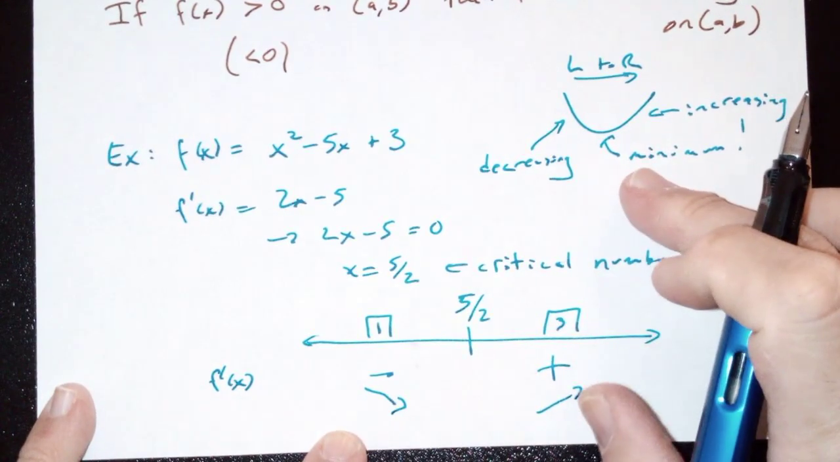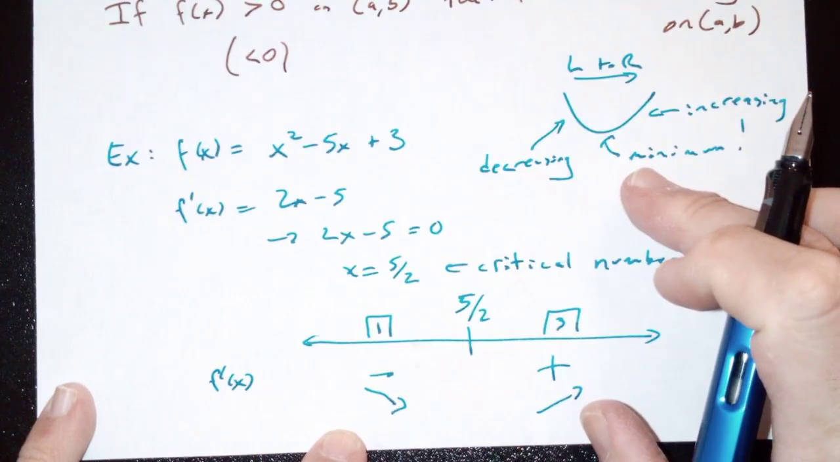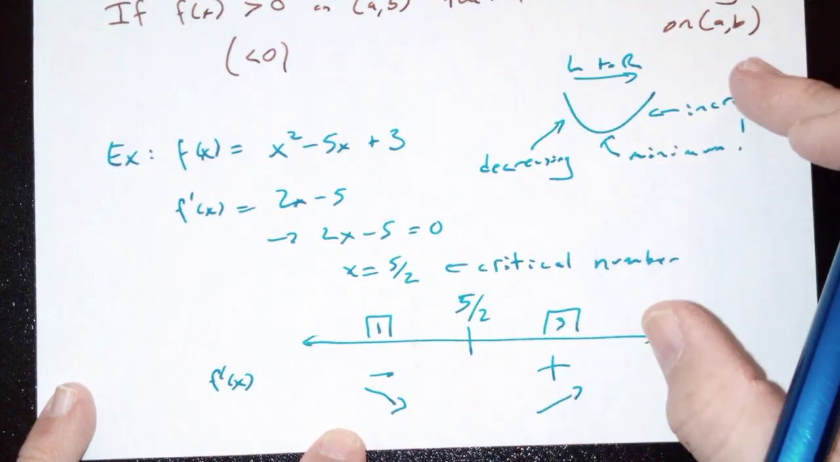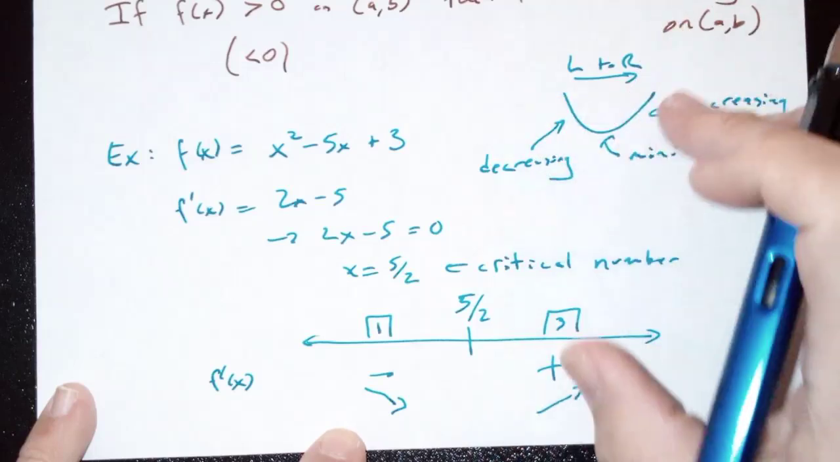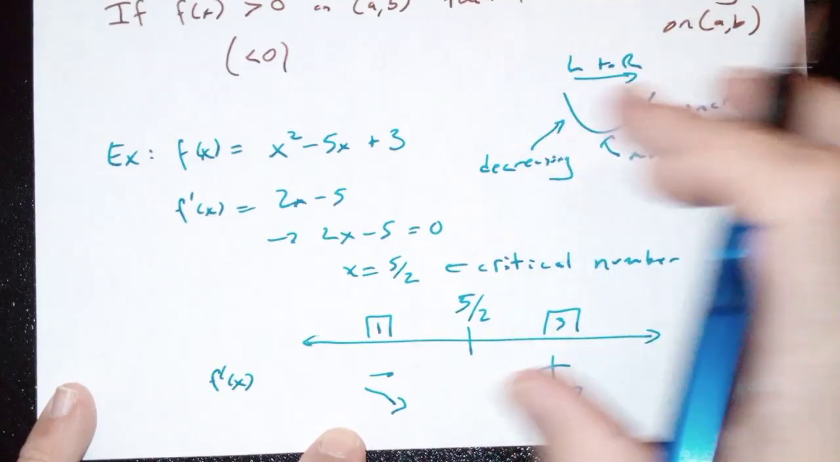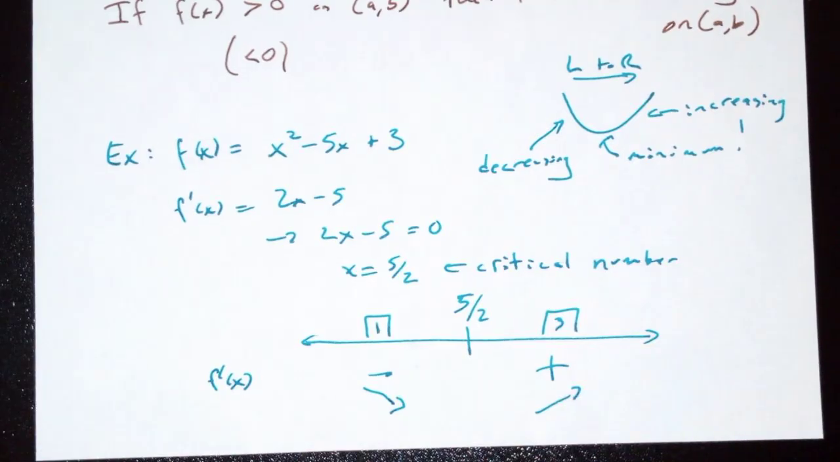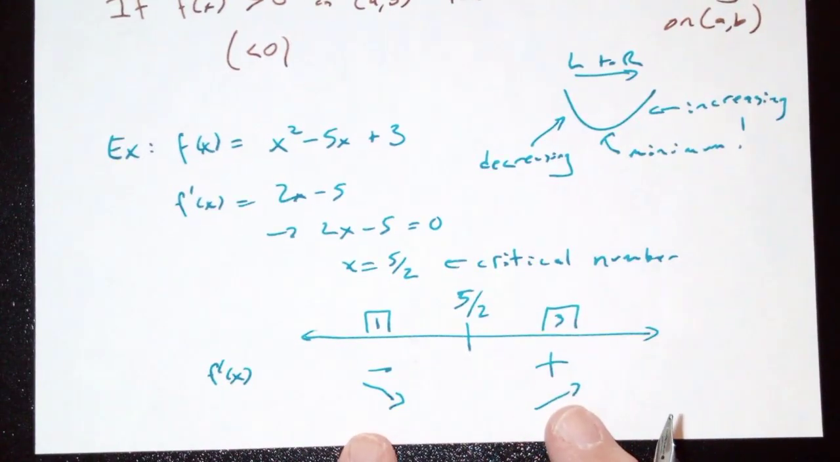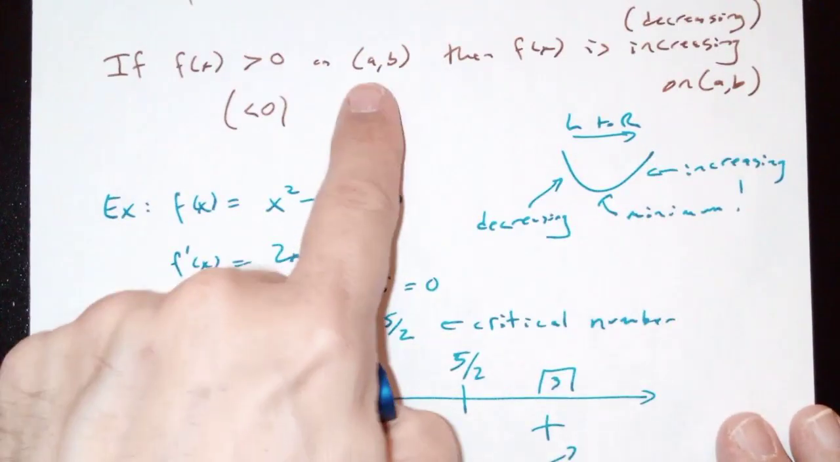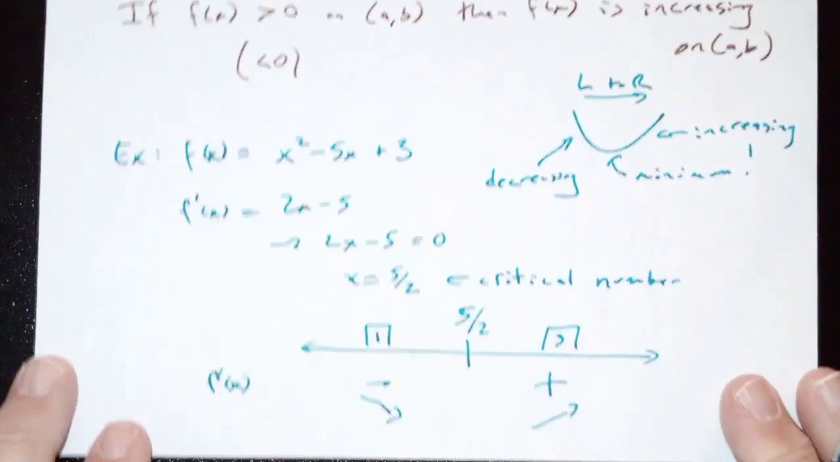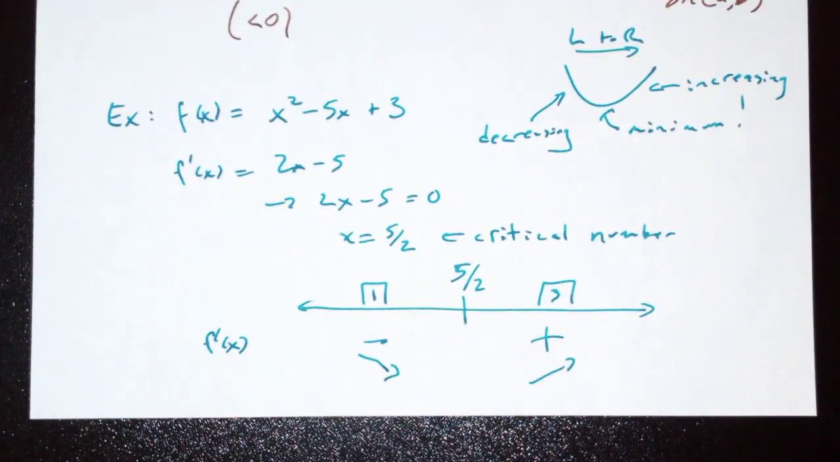And that matched our intuitive picture, didn't it? Our parabola had a minimum, so we'd be down then up as we go from left to right. Down then up. Well, now I found the intervals. This function is decreasing everywhere less than 5 over 2.